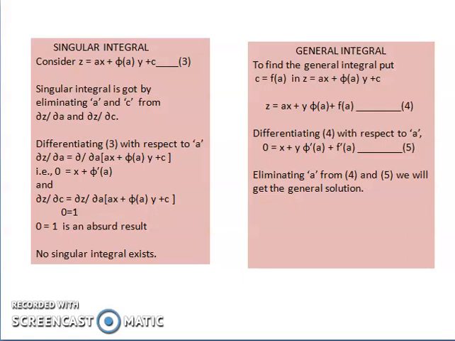In order to find the general integral, we'll put c is equal to f of a in z equal to ax plus phi of a into y plus c. So we'll get an equation which is in terms of a. On differentiating this equation, we'll get 0 is equal to x plus y into phi dash of a plus f dash of a. So eliminating a from 5 and 4, we will get the general solution.